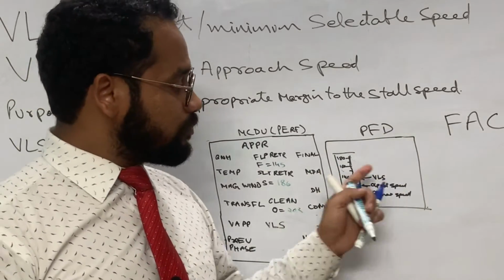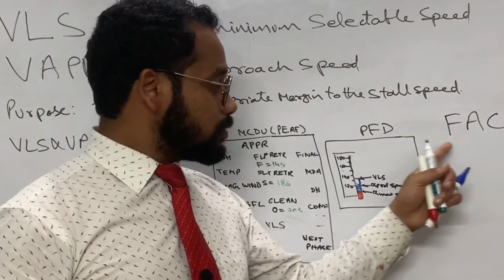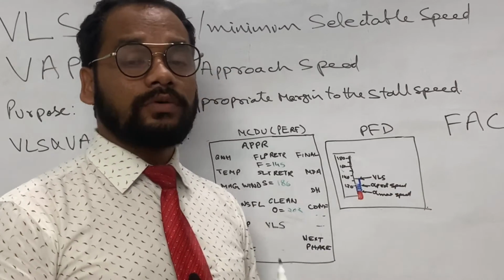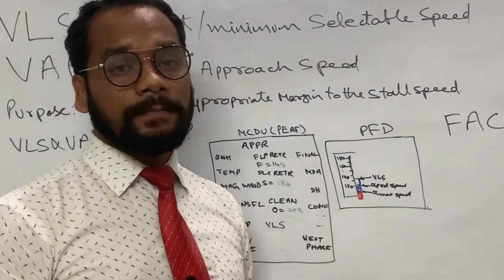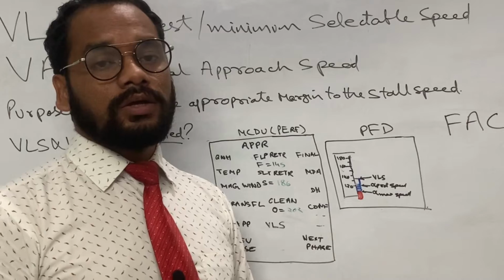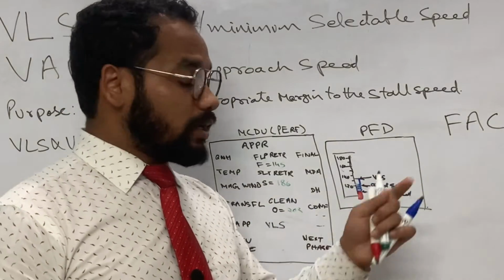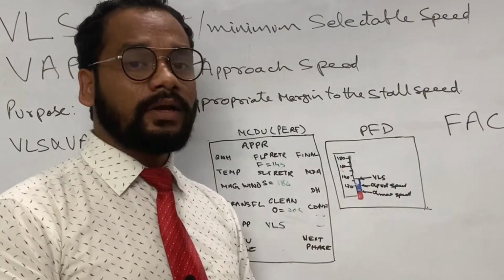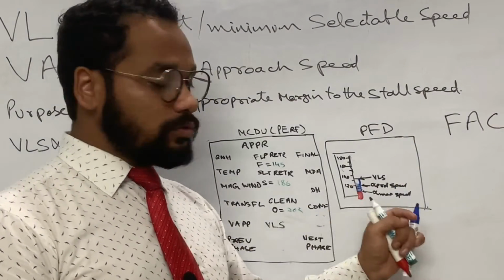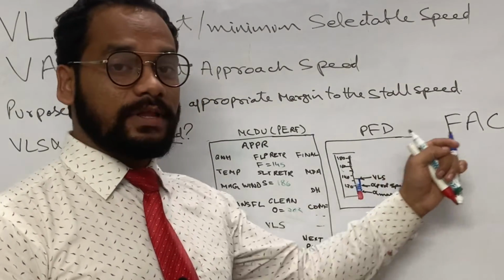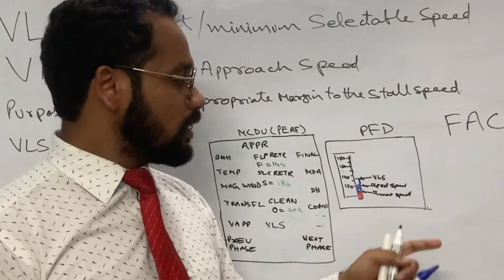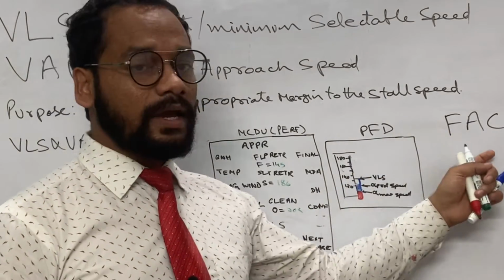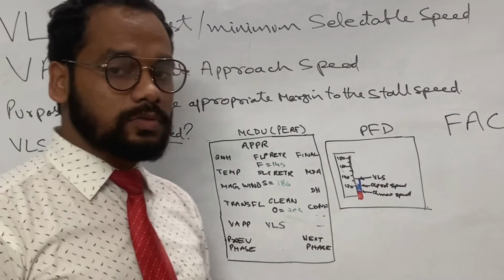How does it compute VLS? The answer is the FAC computes VLS by taking into account the aerodynamic data, gross weight and CG. Now you should know, friends, that the accuracy with which CG and gross weight are computed by the FAC will give you the accuracy of the VLS calculated by the FAC. Hence, moral of the story: VLS is computed by the FAC based on the aerodynamic data, gross weight and CG.